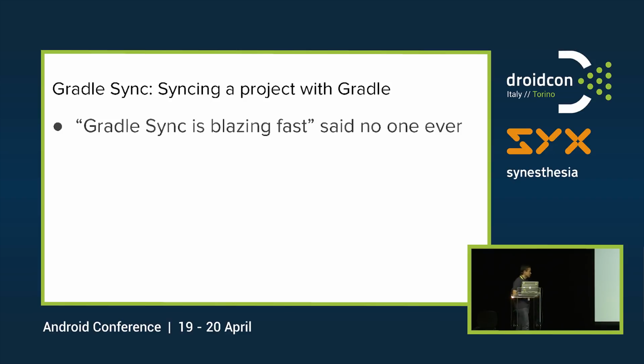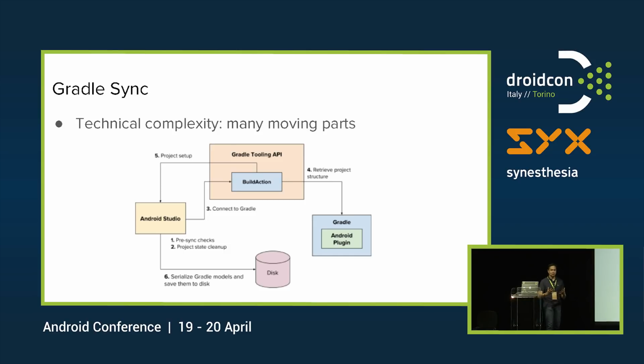First of all, technical complexity. This is the complexity that we like as developers. We want to solve these problems. We want to code. So Gradle sync integrates many parts. For example, first we have Gradle. We have the Gradle tooling API, which is the RPC that connects these two components, Android Studio. So I'm going to describe briefly how we do this.